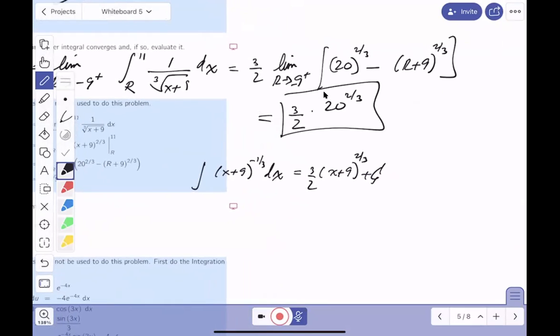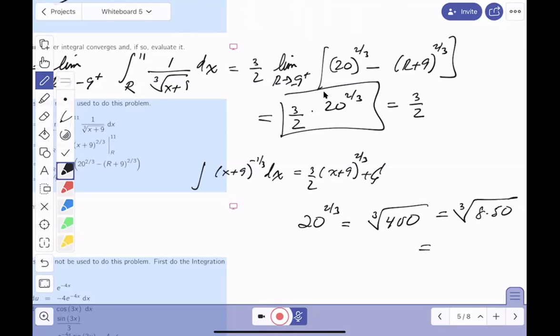Well, let's write this down. And 20 to the 2/3 is going to be the cube root of 400. Oh yeah, now I see it. So cube root of 400, again, 20 squared is 400, is going to be 8 times 50. And cube root of 8 is 2, so 2 cube root of 50. Let's write that down. Times 2 cube root of 50.